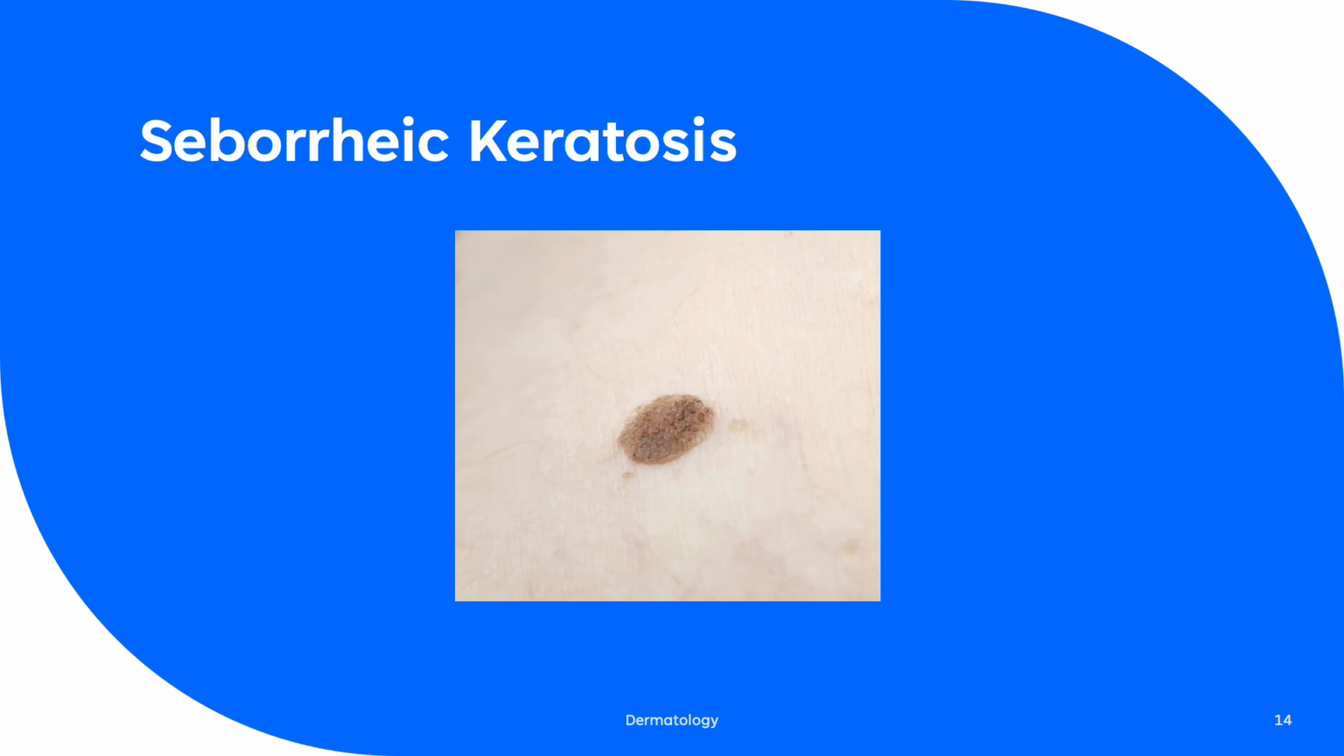So seborrheic keratosis is a common type of benign skin growth. These growths are non-cancerous and can appear brown, black, or tan. They are often mistaken for moles or warts due to their appearance. They typically have a waxy, scaly texture and a distinctive stuck-on look. They can vary in size, ranging from a few millimeters to several centimeters. Common locations for growth include the face, chest, back, and scalp, making them a frequent finding in both women and men as they age.